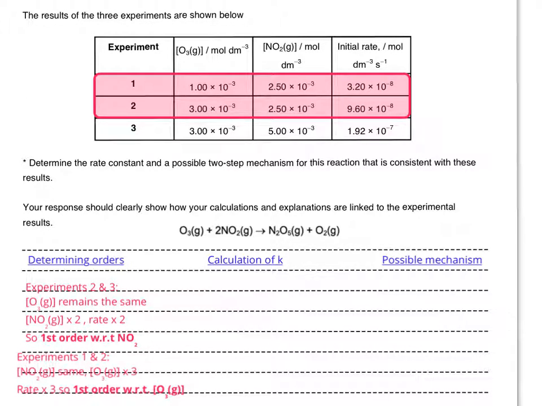If I now shift up to experiments 1 and 2, where the concentration of nitrogen dioxide remains the same, the concentration of ozone trebles and the rate trebles, so therefore it's also first order with respect to O3. So that allows us to write a rate equation, which is k times the concentration of nitrogen dioxide times the concentration of ozone.